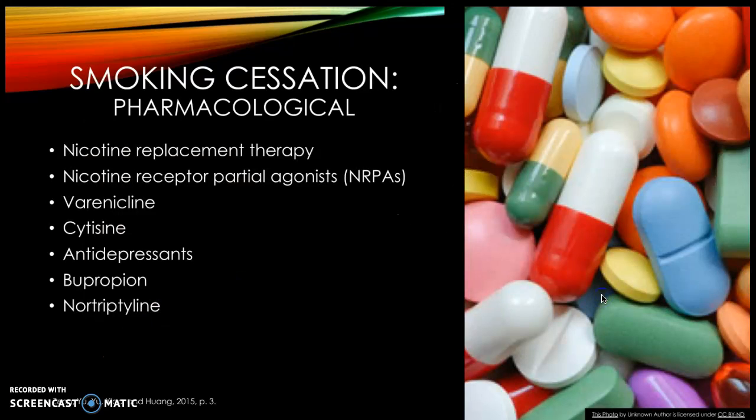The pharmacological intervention includes nicotine replacement therapy such as nicotine patches, gums, and lozenges. It also includes nicotine receptor partial agonists, varenicline and cytisine, and antidepressants such as bupropion and nortriptyline. One article notes that dextromethorphan, fluoxetine, nicotine replacement therapy, bupropion, and varenicline may lead to significant reduction in weight gain.